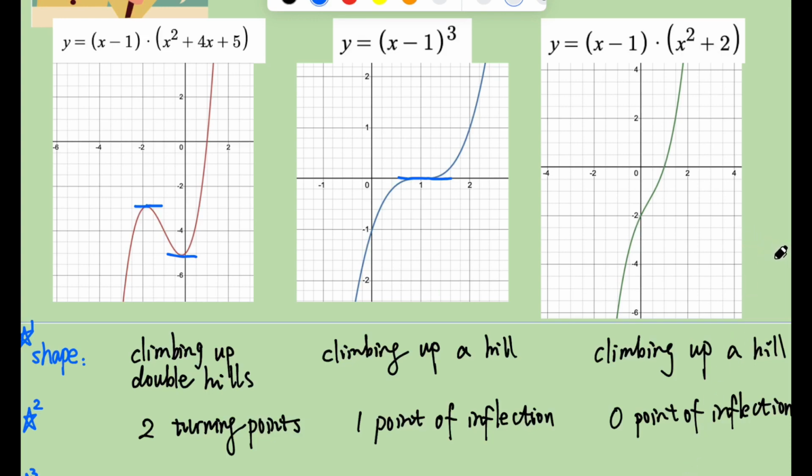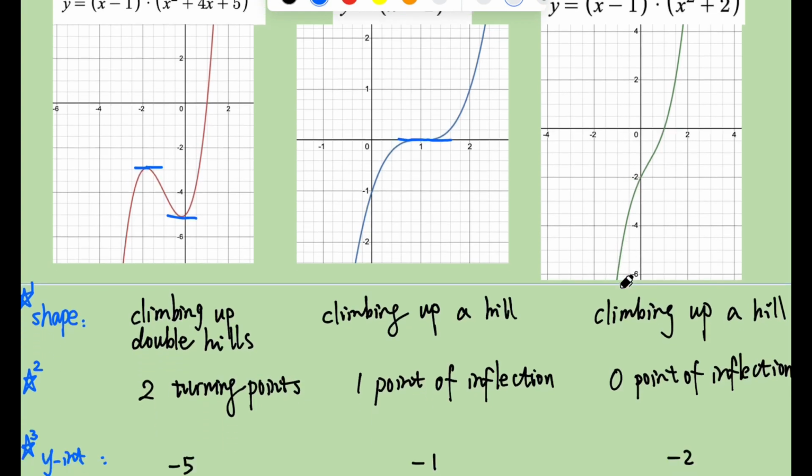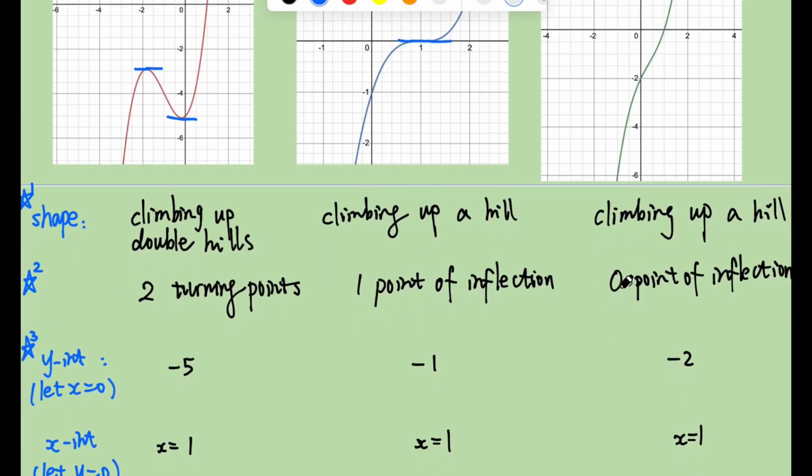And then for number 3, the basic shape is climb up a hill, but here we can see there is no point of inflection. Therefore, the key features are different in terms of the flat point. And then we can also check the x-intercept and y-intercept of these 3 functions. For the y-intercept, we can just let x be 0. And then for the first one, we will have y equal to -5. For the second one, y is -1. And for the third one, y equals -2.